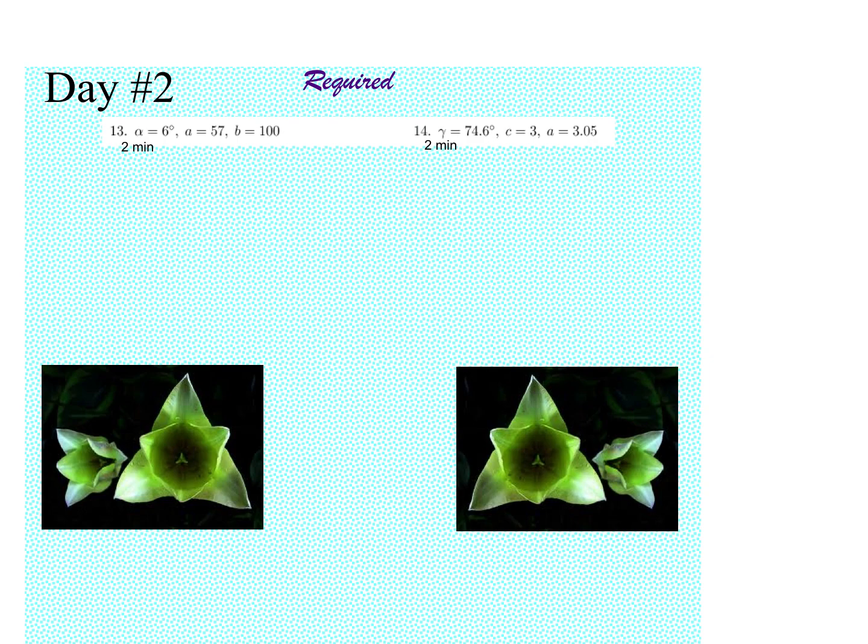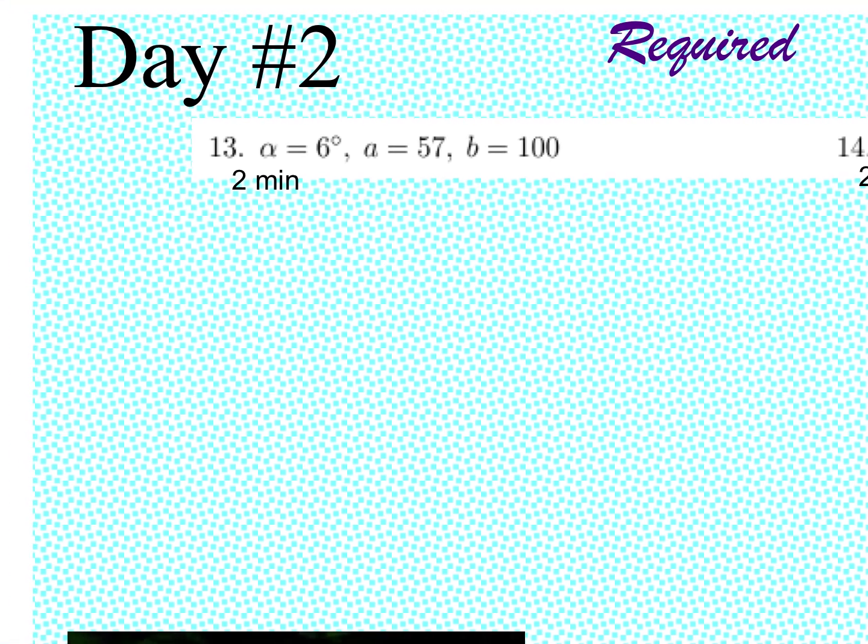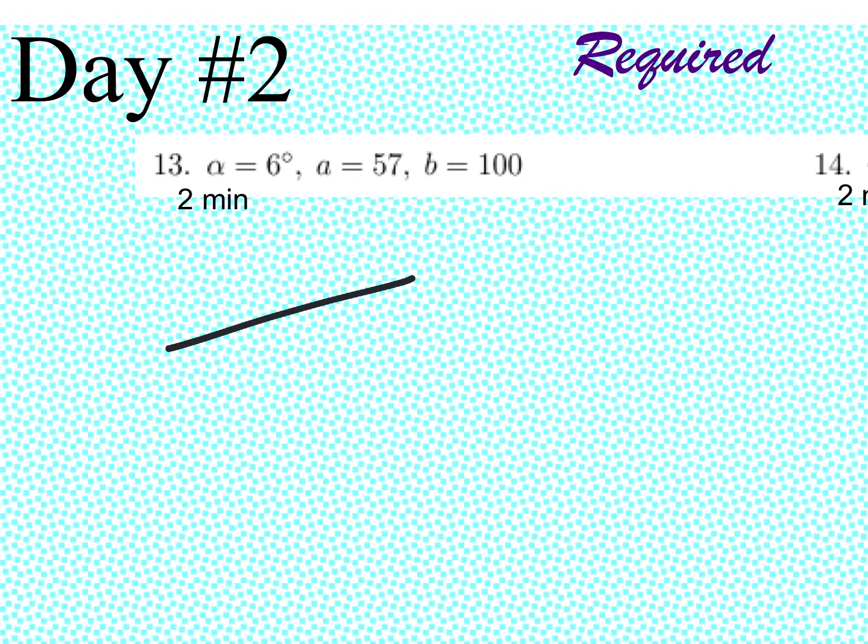So on this page, let's set this up together. One kid last hour was like, so I just drew a random angle and I called it 6 degrees.